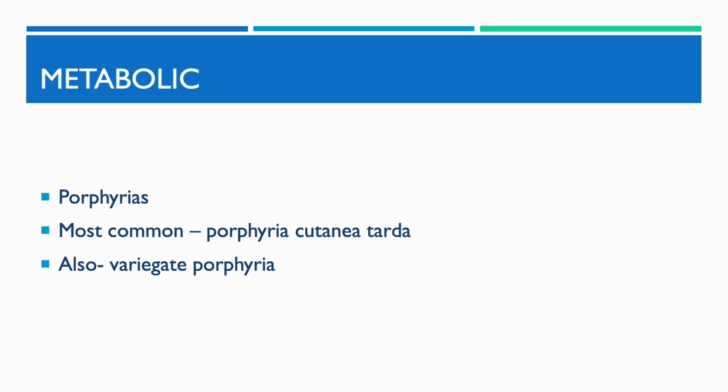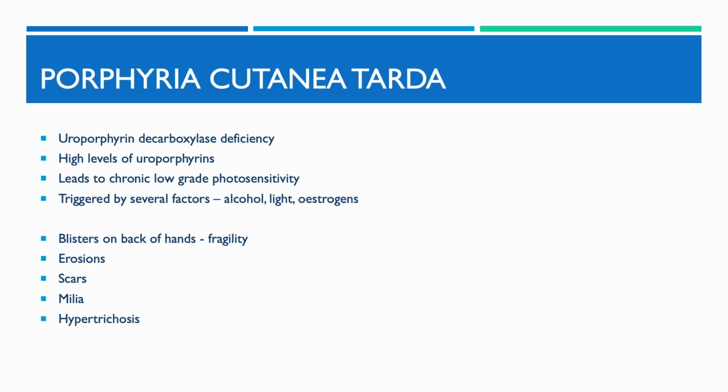Some metabolic conditions result in the formation of blisters, and perhaps the best known are the porphyrias. The most common porphyria is porphyria cutanea tarda. A rarer variant is variegate porphyria. So PCT is the result of a deficiency of an enzyme called uroporphyrin decarboxylase. This leads to high levels of uroporphyrins, which are photosensitizing and are excreted in the urine. So high levels of uroporphyrins lead to chronic low-grade photosensitivity.